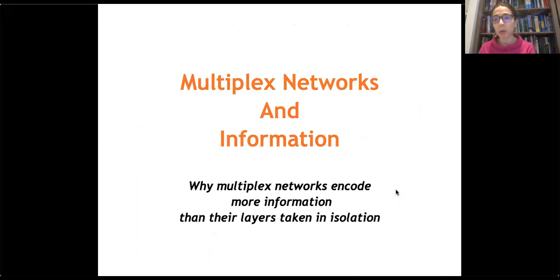But here what I want to cover is the simplest structure of multi-layer network, which is the multiplex. And I want to show you how multiplex networks already encode a lot more information than the single layers taken in isolation.